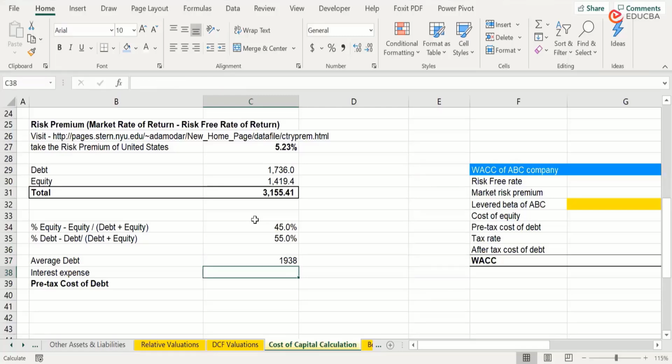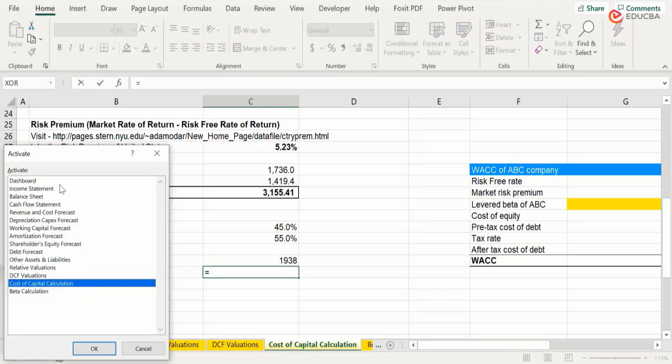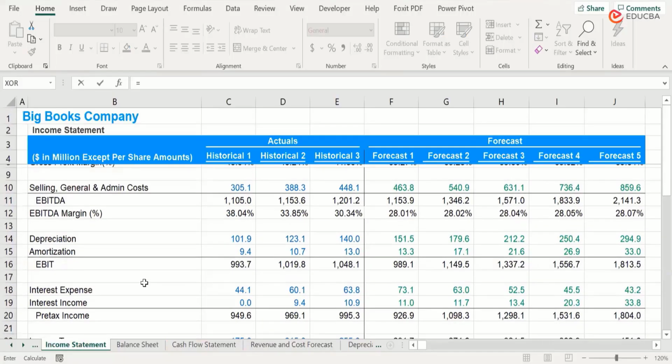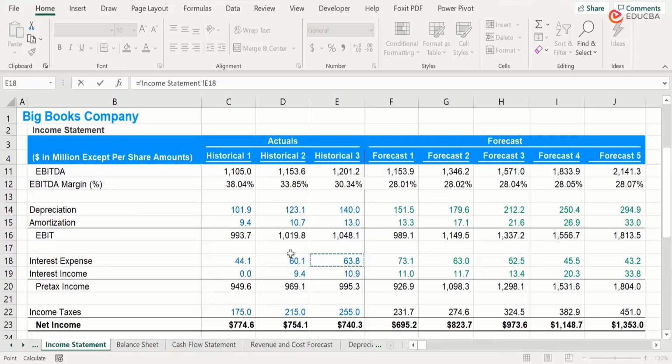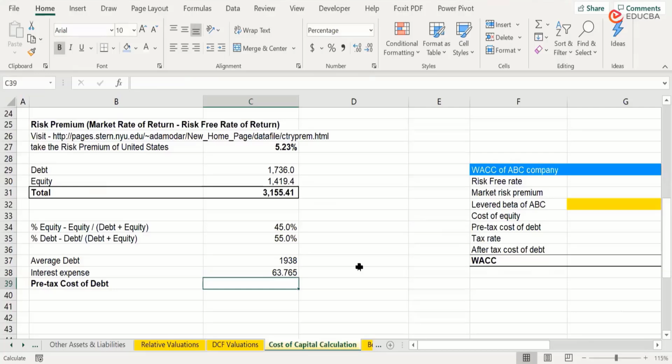Now, what is the interest expense for the year? Interest expense is given already there in our income statement. It is there in your debt schedule as well, but we can take it from the income statement. No, it's not given in the debt schedule. It's the historical information that we are looking at. Income statement, row number 18, interest expense, 63.8. 63.8 in your income statement is the interest expense.